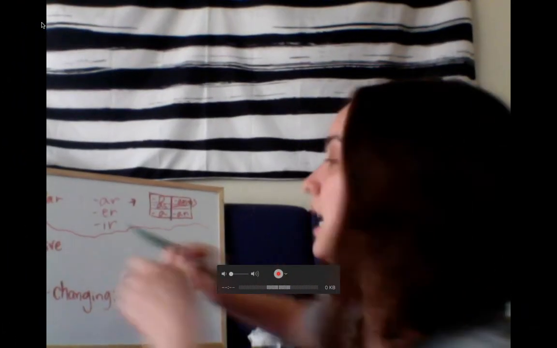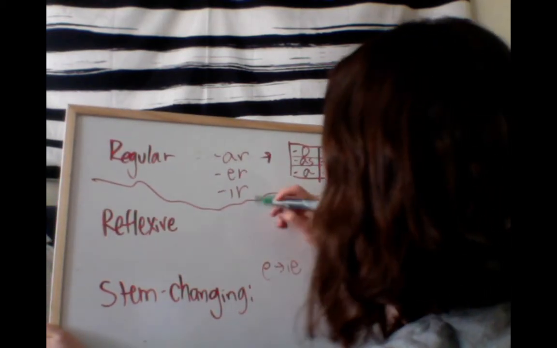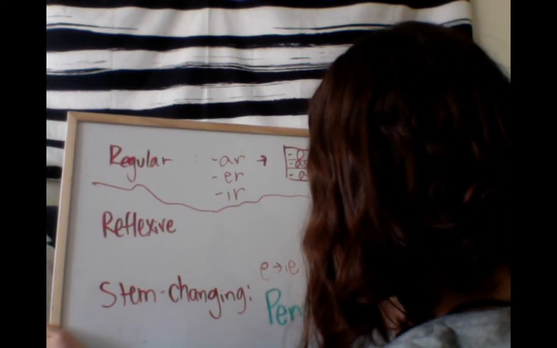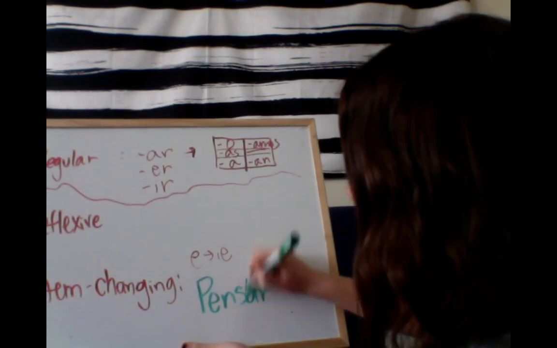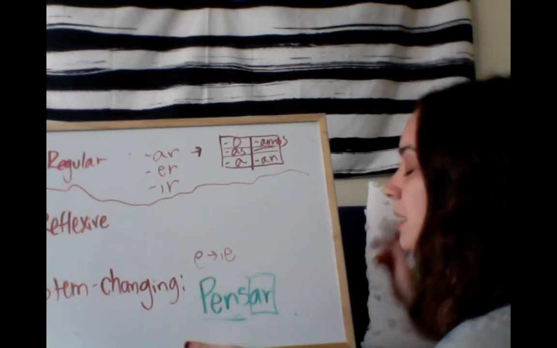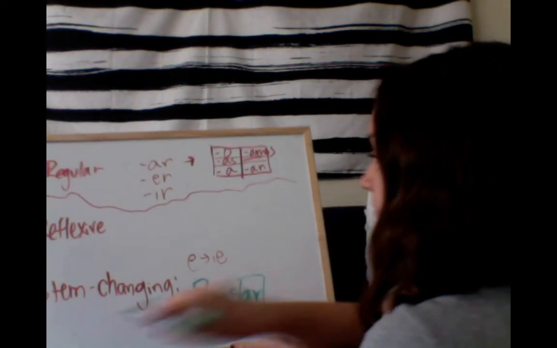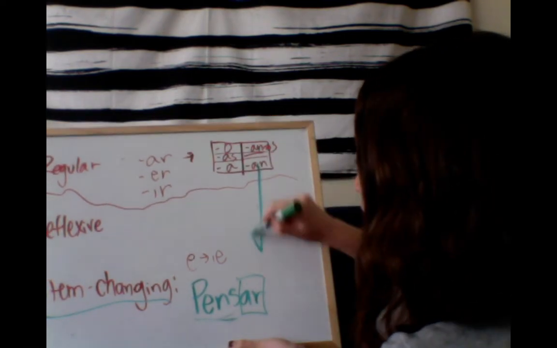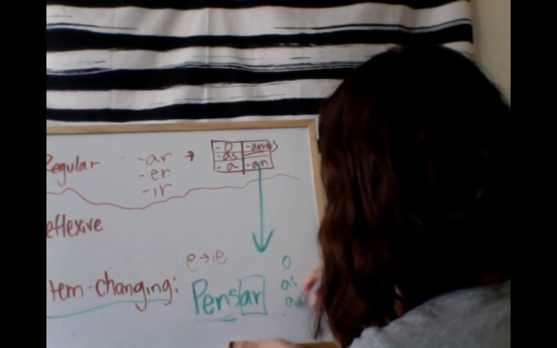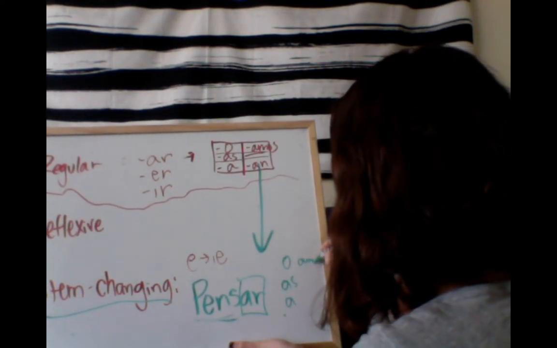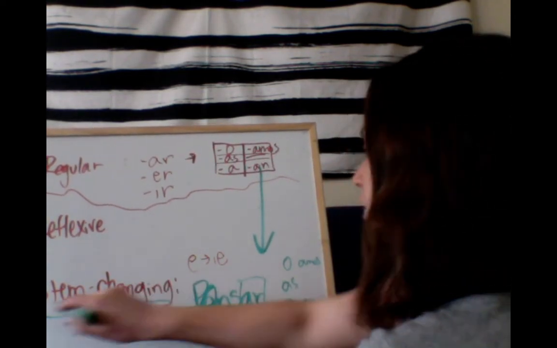The stem is what changes. And the stem is the part, so for example, if we have, I don't know, pensar, right? We know that pensar is an AR verb, right? So the stem is this, the pens, because this is the ending. This is what changes. So on stem changing verbs, we have the normal endings, right? So we have the O, as, a, amos, an.